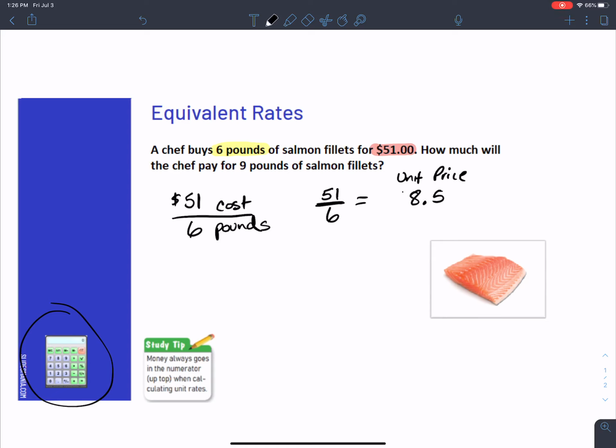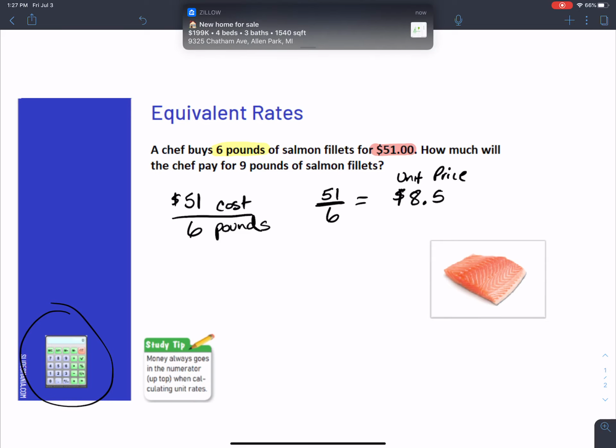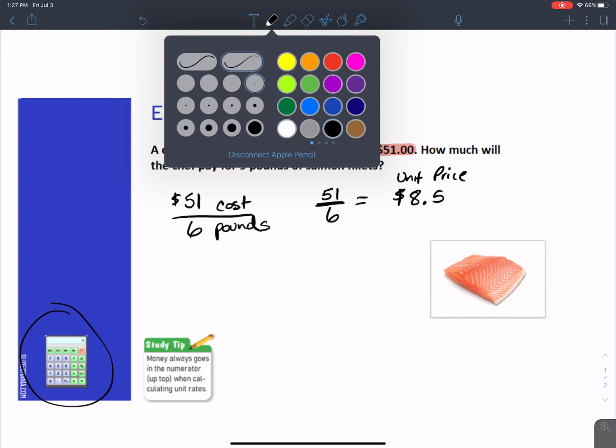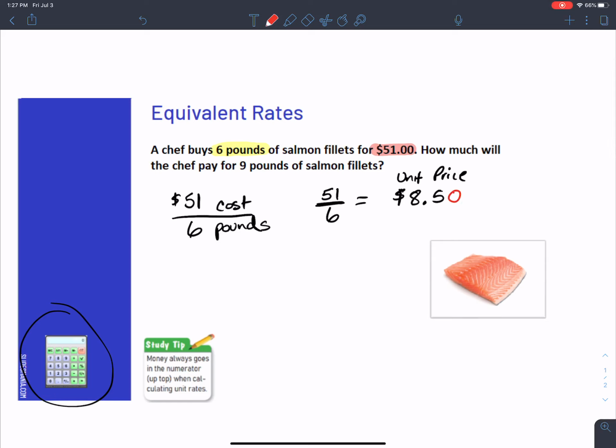So since it's a price, we're talking about money, all right? And that just looks weird. You can't say 8.5. You're never going to go into a store and see that as a cost of something. All right. We have two digits that are to come after a decimal. So we can fill that last digit in with a 0. So it costs $8.50 for a pound of salmon fillets. All right. That's our unit price. That's how much 1 pound will cost.